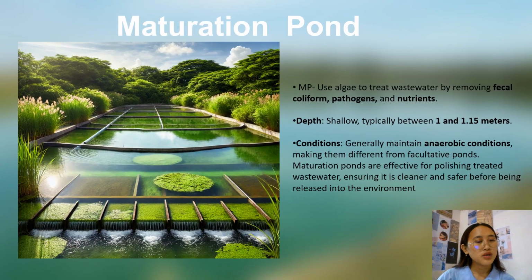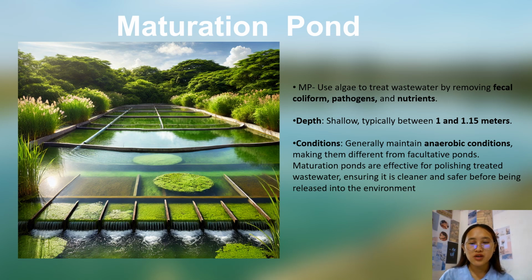So maturation ponds, they are similar to facultative ponds because they use algae as a primary driving force in the treatment. While facultative ponds typically treat BOD, maturation ponds remove fecal coliforms, nitrogen, and nutrients. This is the last, final stage of a series of treatment ponds used in wastewater management, particularly in a wastewater stabilization pond system. It is a shallow pond designed to further polish effluent after the initial treatment stages in anaerobic and facultative ponds.